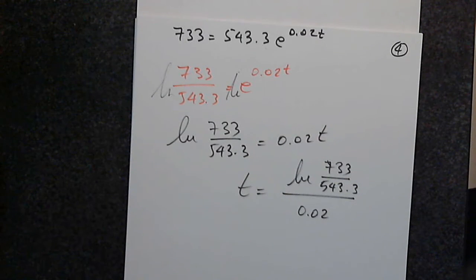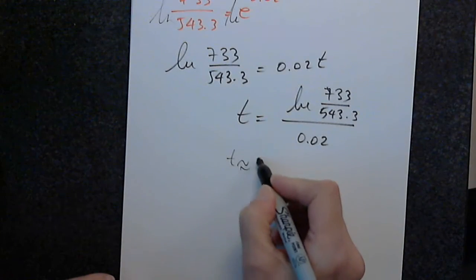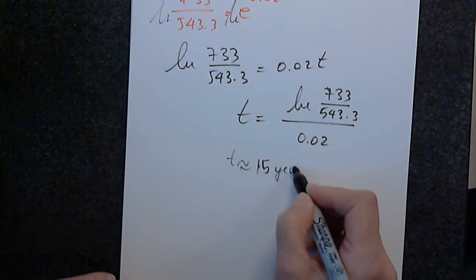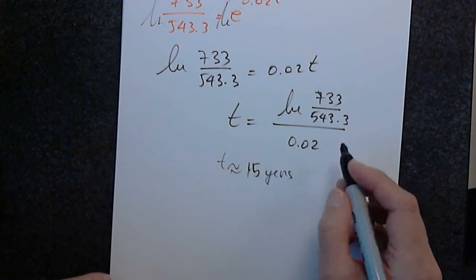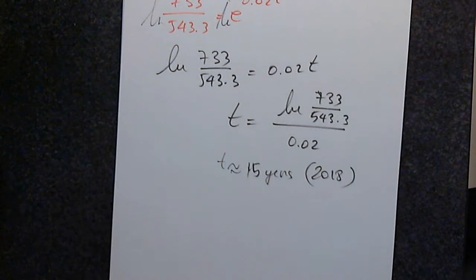I got roughly 15. 15 what? Yes, which means what year is that? In the year 2018, because we had to add 15 to 2003. Perfect. So that's the exponential growth model.